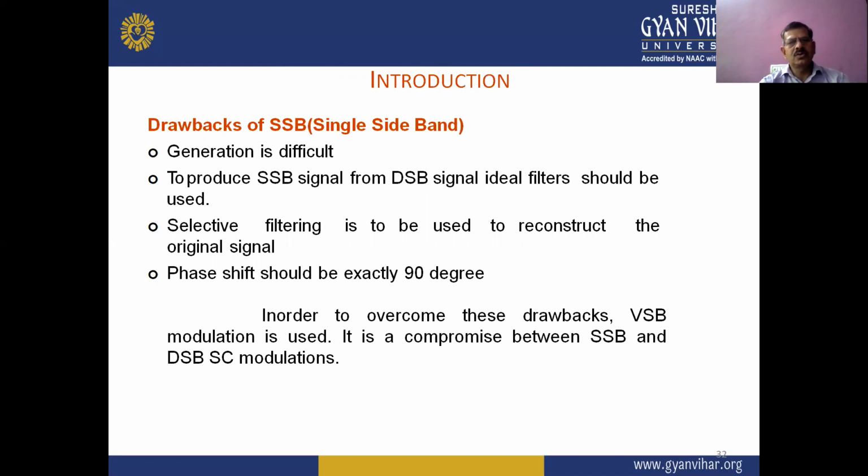To produce an SSB signal from double sideband signals, ideal filters should be used, and selective filtering is to be used to reconstruct the original signals, and the phase shift should be exactly 90 degrees. In order to overcome these drawbacks, VSB or vestigial sideband modulation is used. It is a compromise between SSB and DSB, double sideband suppressed carrier modulation.